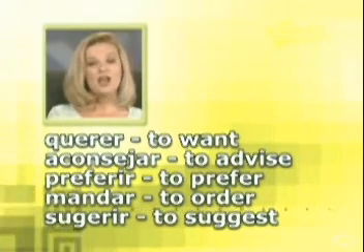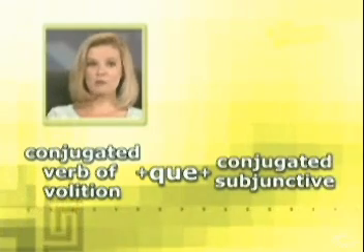Here's how they work. You conjugate the verb of volition in the present tense, nice and easy. Then you add the word que, which basically means that. Then you add the main verb of your sentence, conjugated in the subjunctive.